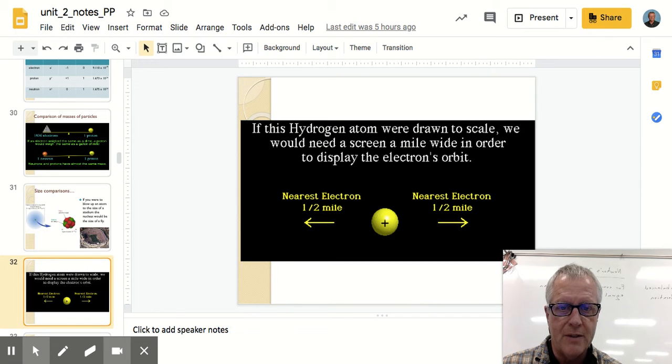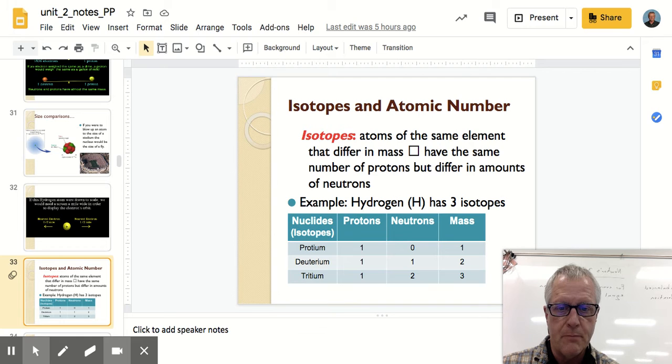Here's a nice perspective builder. This would be for a hydrogen atom. If the hydrogen nucleus, the proton of a hydrogen atom, was this size that you see here in the picture, then you would have to go out a half mile each way, which is where the one electron would stretch to. Okay, you can see there's a lot of empty space.